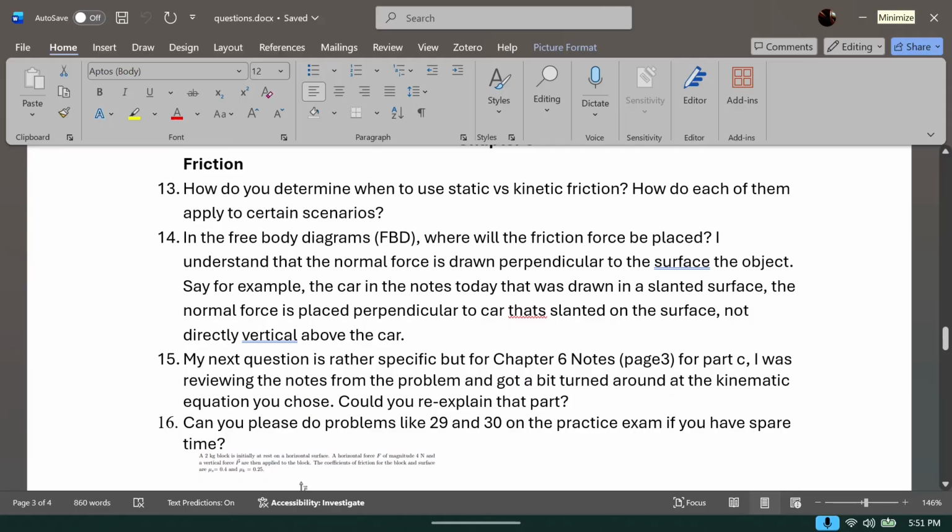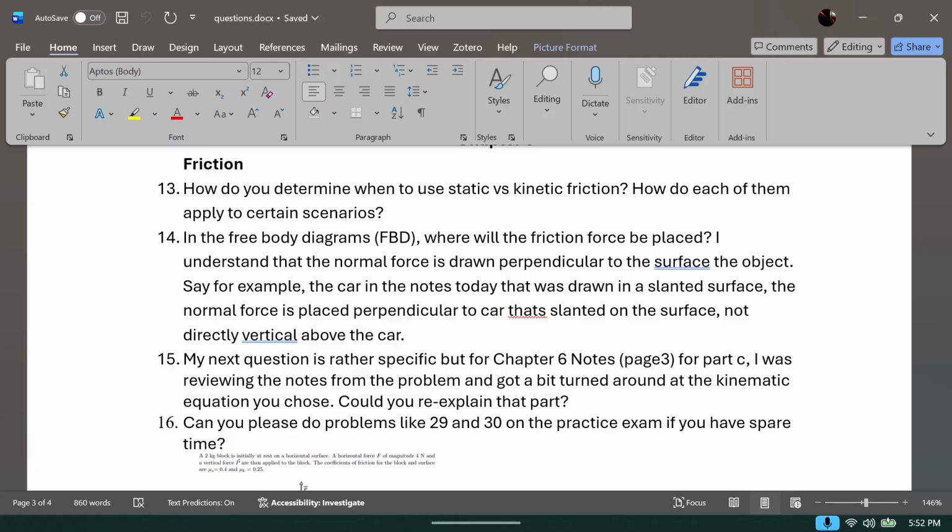All right, questions about friction. How do you determine when to use static versus kinetic? How do each of them apply? Static is if it's not moving, kinetic is if it is. That's pretty much it. We talked about that caveat with when you're walking or with tires rolling, but I won't ask you one like that.